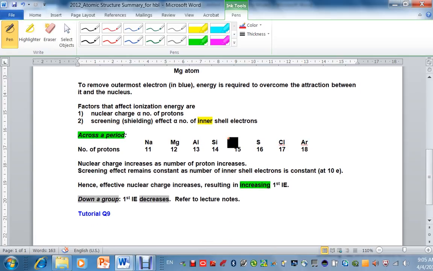Now we look at the trend across a period. Let's say we take period 3 as an example, starting from sodium all the way to argon. As you go across a period, you should know that the number of protons increases by 1. So that means the nuclear charge increases. Then how about the screening effect? For this one, you need to know how the electronic configuration of the atom changes. Let's look at the diagram above again.